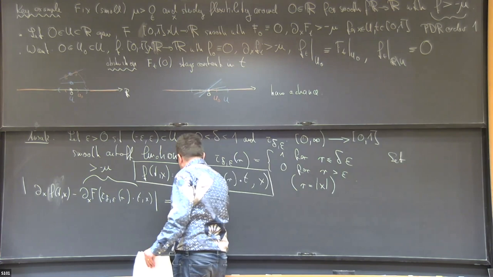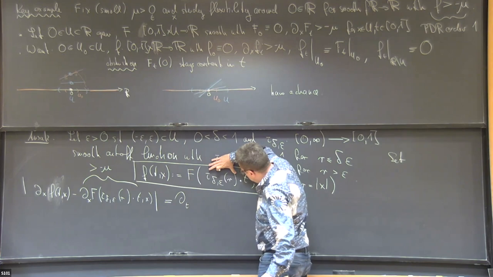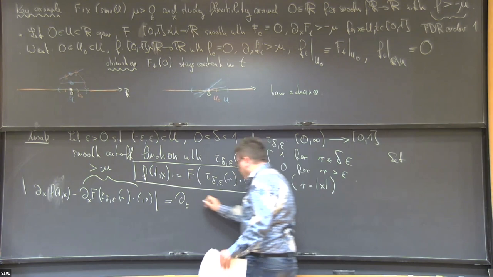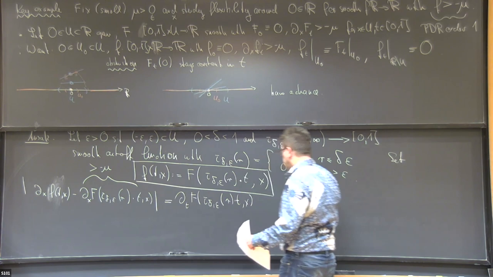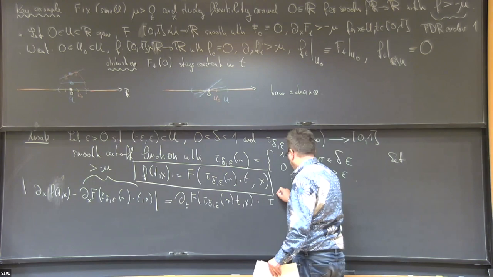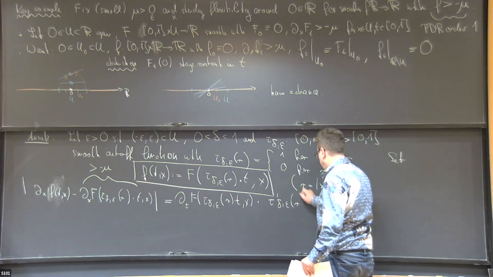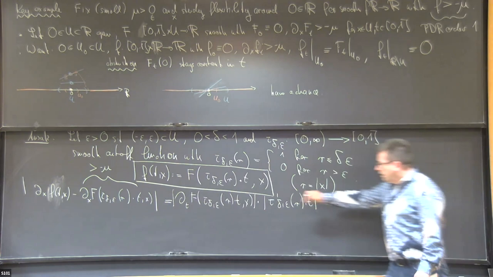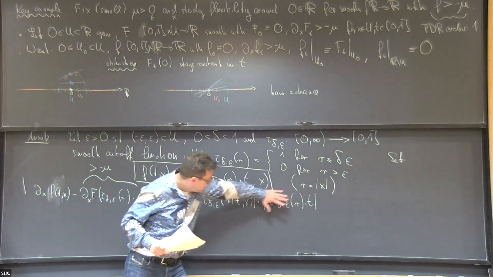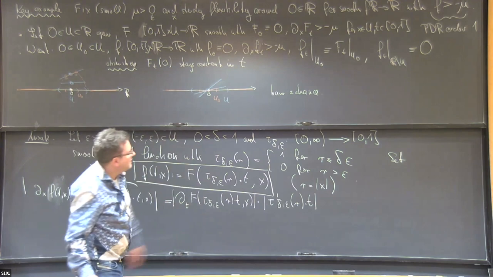Here I get a derivative with respect to the t slot. This is the first slot of big F at the point tau delta epsilon r times t, x. It's this derivative, but then we have to take the derivative of tau also. And it's now our task to estimate this difference here. And if it's small, if we can make the right hand small, then we are in business, since our relation is open. And so we are staying in the relation.